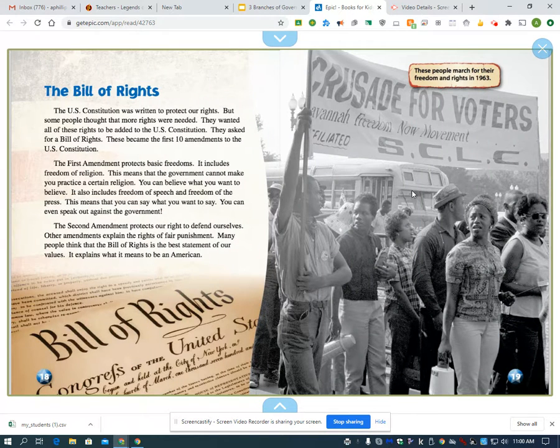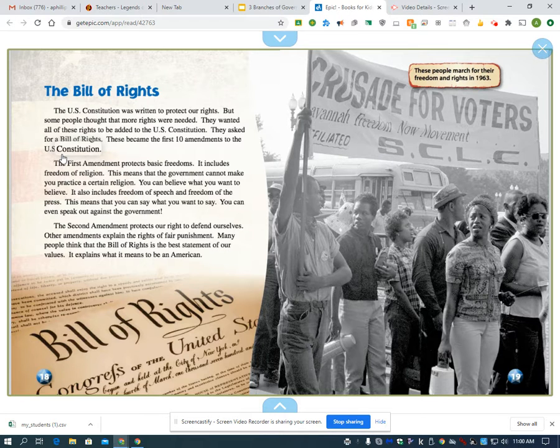The Bill of Rights. The U.S. Constitution was written to protect our rights, but some people thought that more rights were needed. They wanted all of these rights to be added to the U.S. Constitution. They asked for a Bill of Rights. These became the first 10 amendments to the United States Constitution.